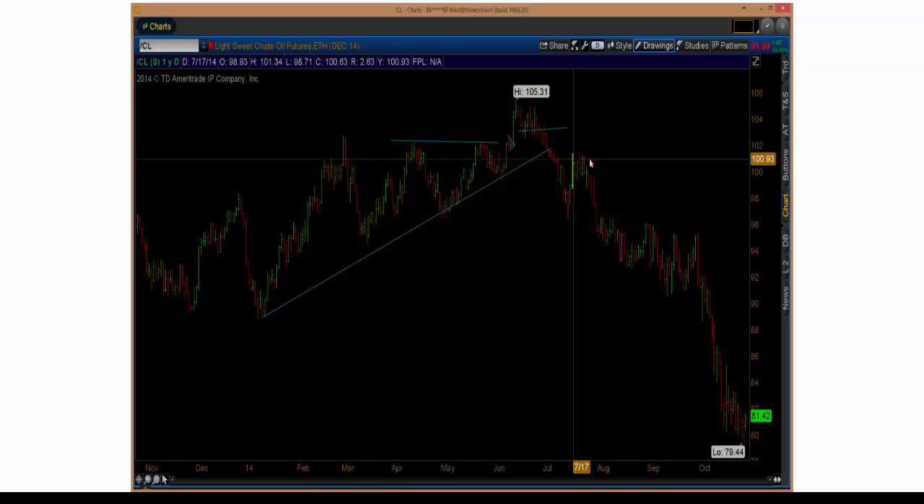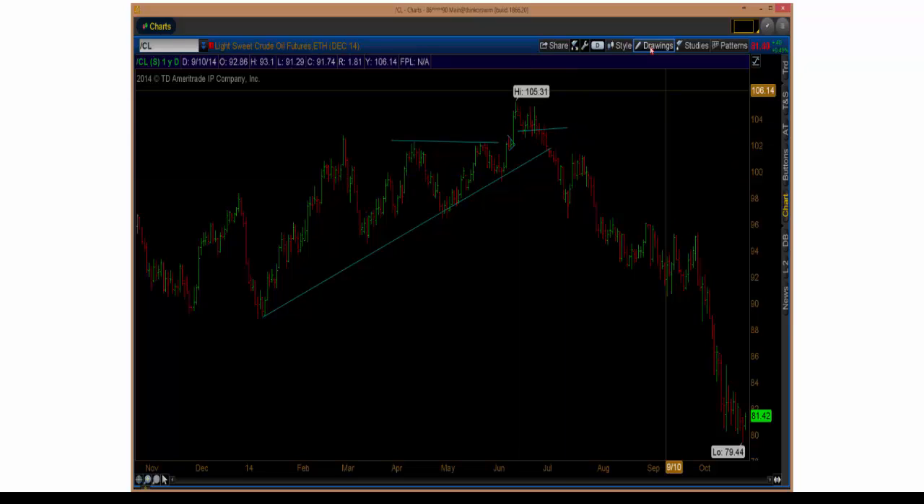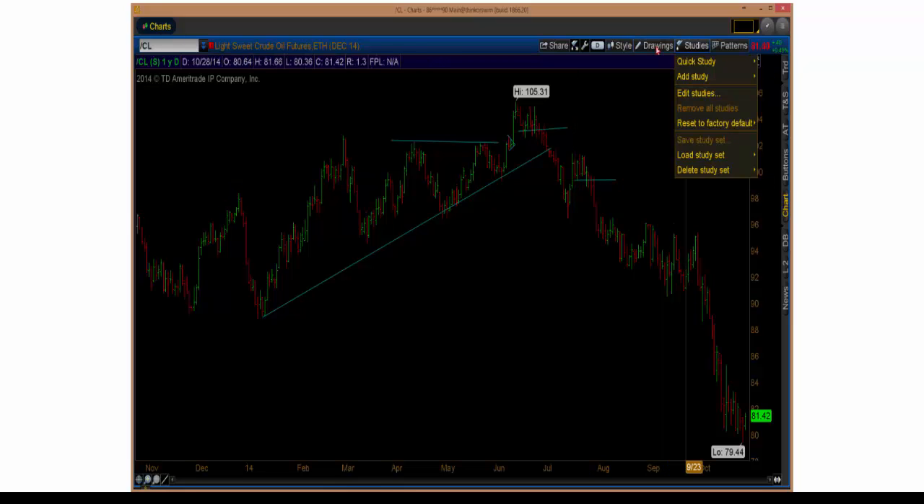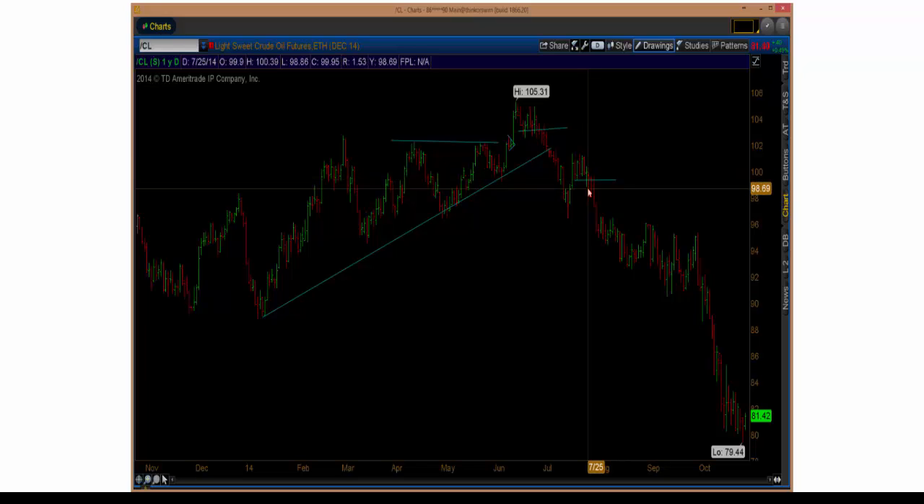I'm going to do the same thing here that I did up here. Again, I'm going to draw a line here. I know you can see it, but let me just go ahead and draw that line. Helps clarify things. These are imperfect lines, but these make the point. I'm going to be selling if it breaks that line here, and indeed, we get the same sort of break here. It doesn't close below it, but the next day, it does close below it.